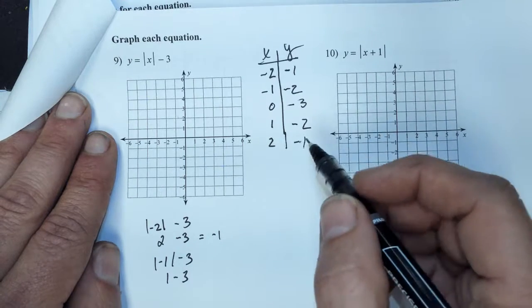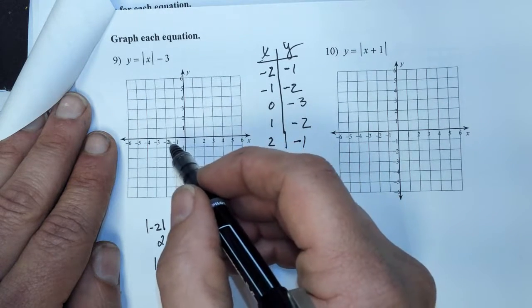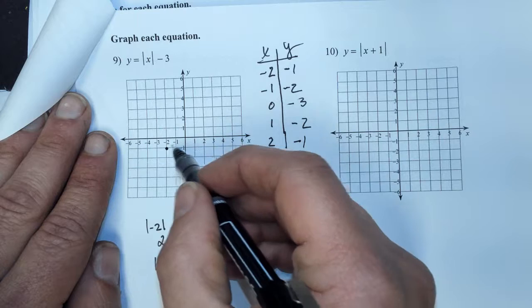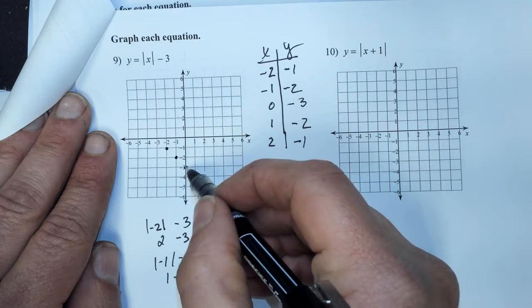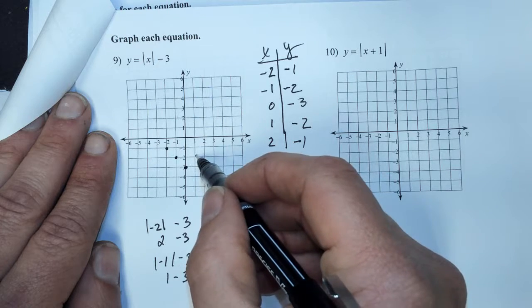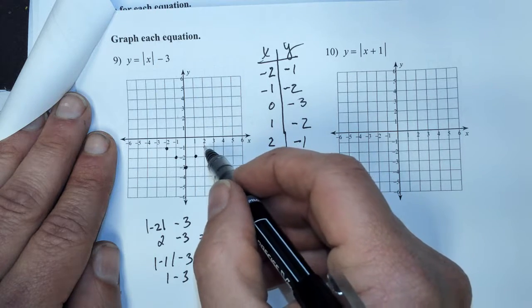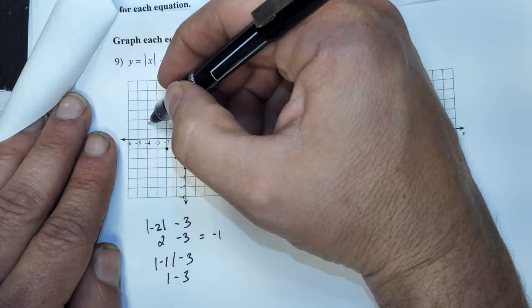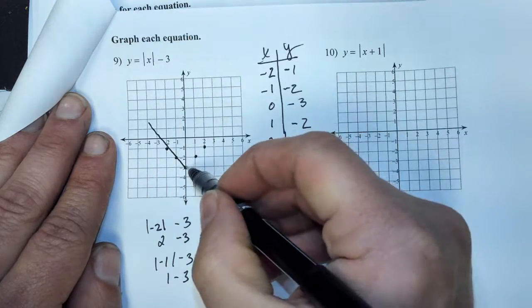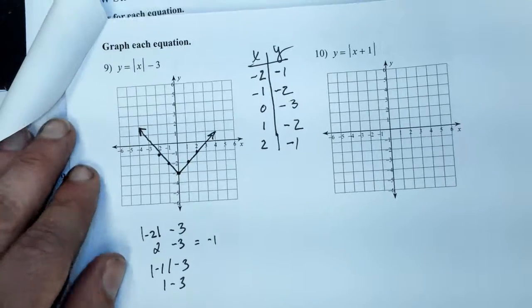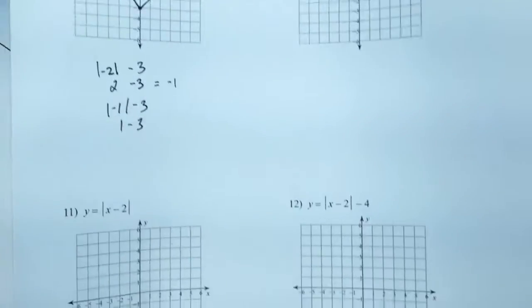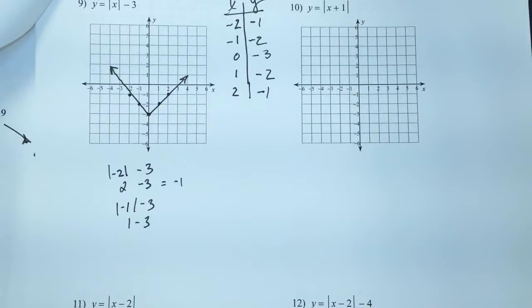So all you have to do now is plot those points. Negative 2, negative 1, negative 1, negative 2, 0, negative 3, 1, negative 2, and 2, negative 1. And you'll see that it makes a V. Which, can I tell you, if you do these right, all absolute value equations will make a V.